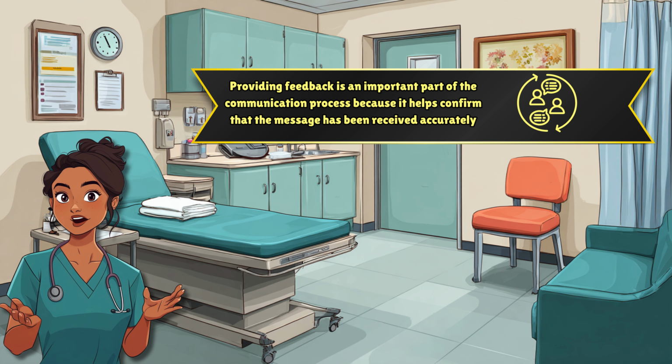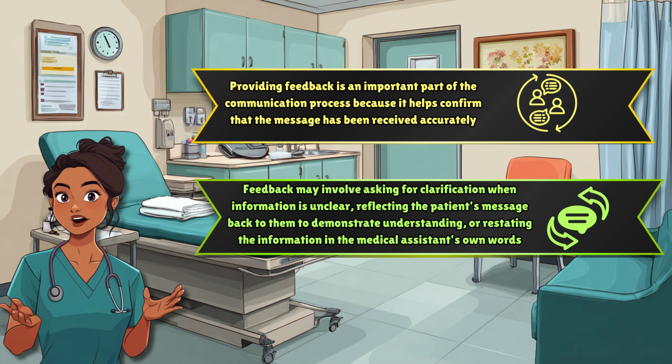Providing feedback is an important part of the communication process because it helps confirm that the message has been received accurately. Feedback may involve asking for clarification when information is unclear, reflecting the patient's message back to them to demonstrate understanding, or restating the information in the medical assistant's own words.